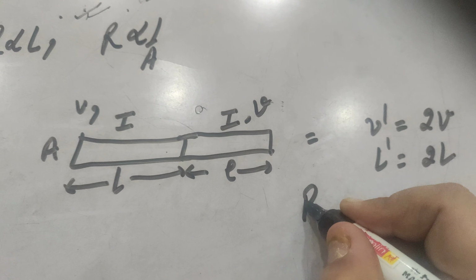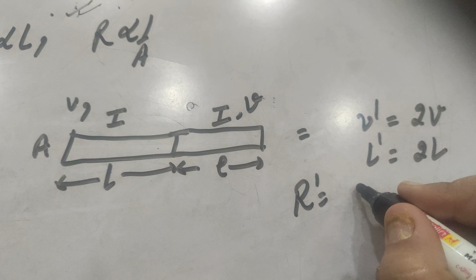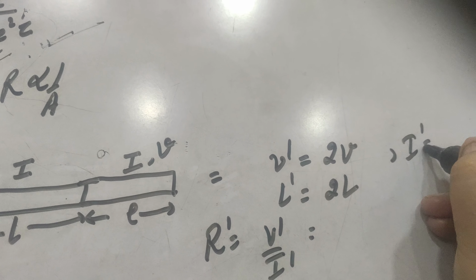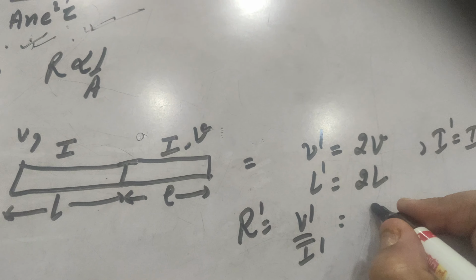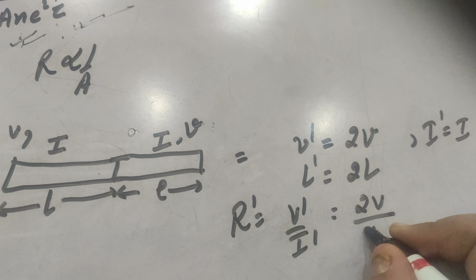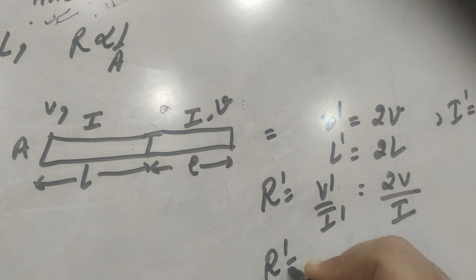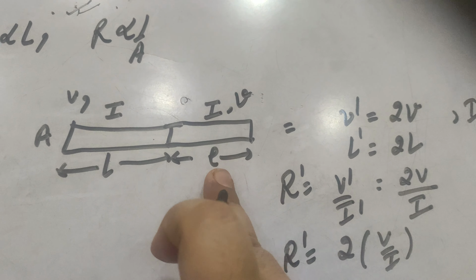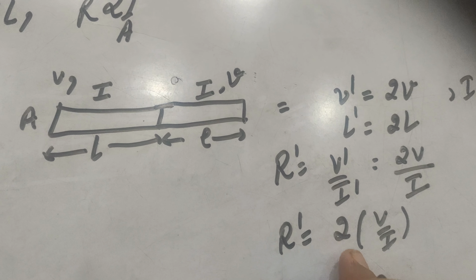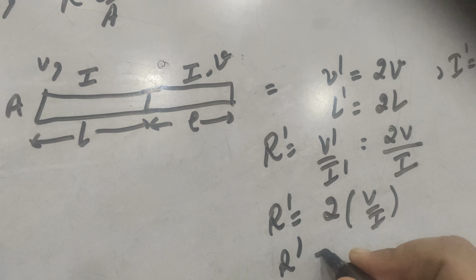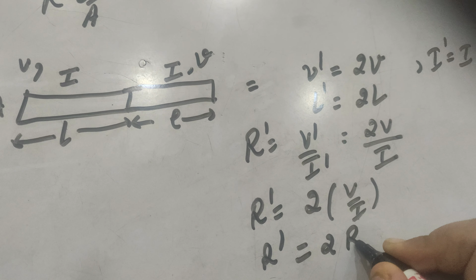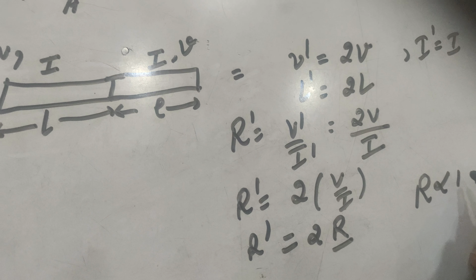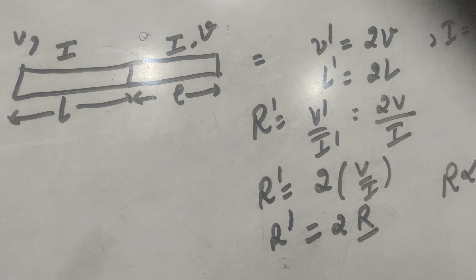So putting this value, the new resistance R dash will become V dash by I dash. I dash is again I because it is connected in series. So V dash is 2V upon I dash, which is I. So we can write R dash is equal to 2V by I. It means on increasing the length to twice, the resistance increases by 2. Or we can more specifically write R dash is equal to 2 into R. This shows that R is directly proportional to the length of the conductor.